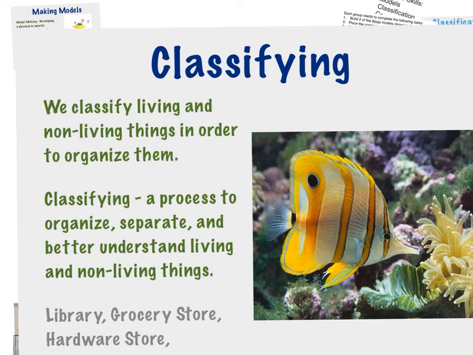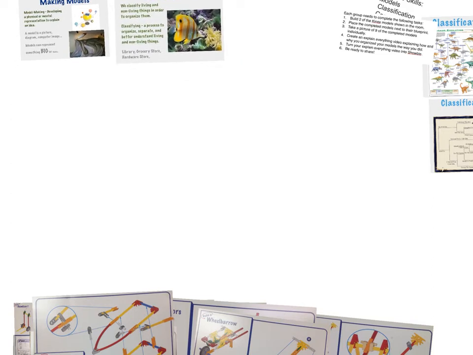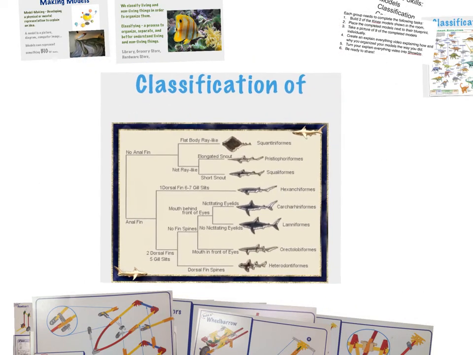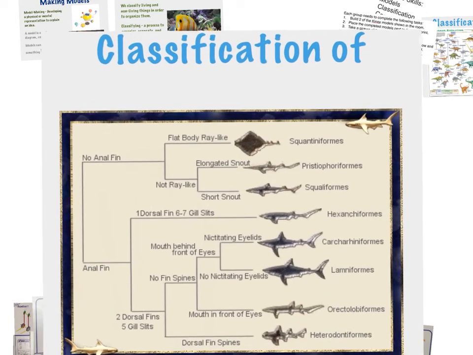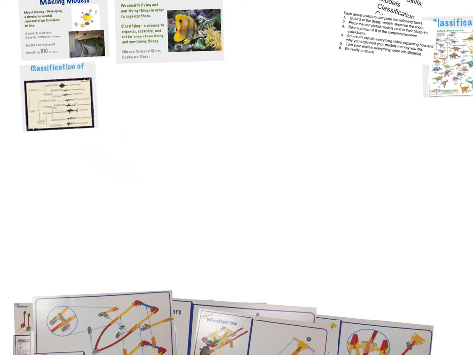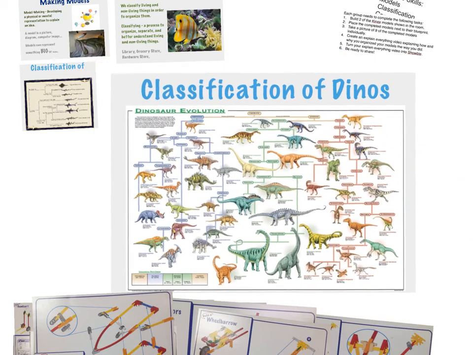So you'll be classifying the connects models that you've built and your classmates have built. Some other examples of classifications: this is a dichotomous key for classifying sharks. And we can bring that forward. You could look up dichotomous key on your internet, on your iPad, and check out some more of those. We can do classification of dinosaurs.